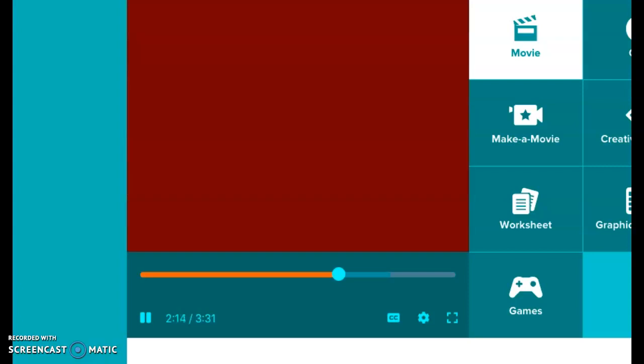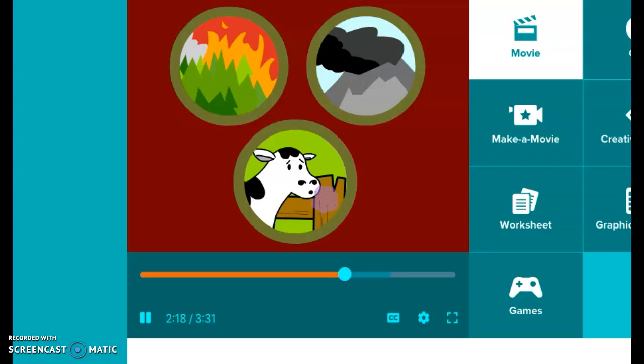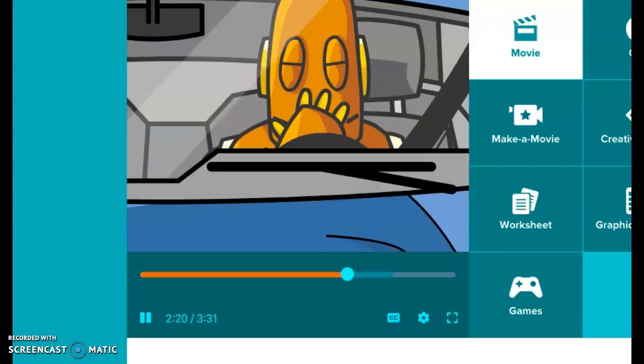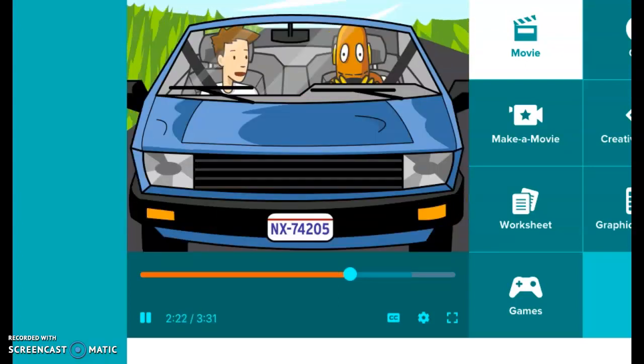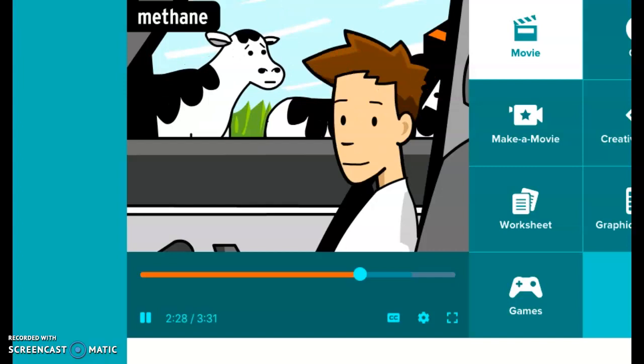Oh, pollution can come from natural sources too, like wildfires, volcanic eruptions, even cow burps. Laugh all you want, but cow burps contain a harmful gas called methane. And cows produce about 80 million metric tons of it every year.